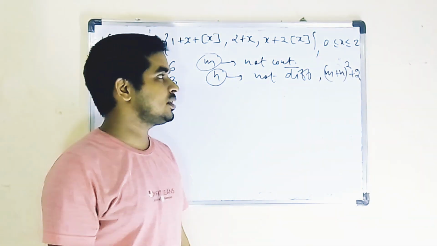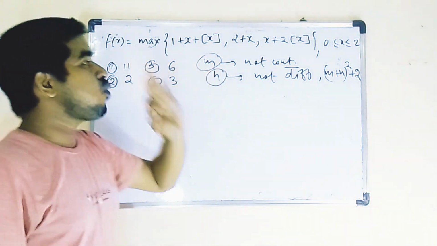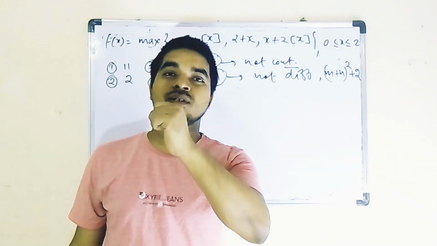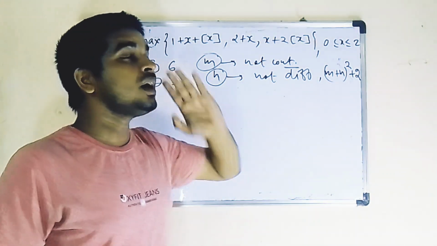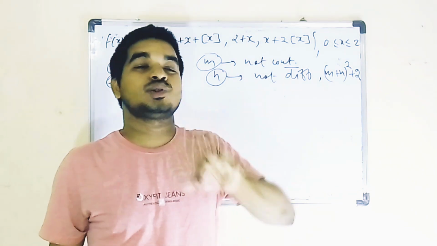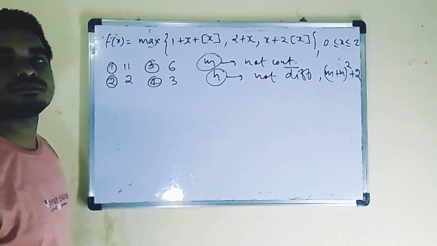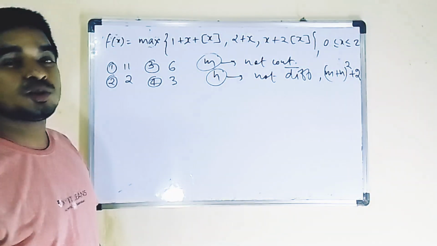Agree? Yes, sir. M is the point where the function is not continuous and n is the point where the function is not differentiable. The question asks you for (m plus n) whole square plus 2. The options are 11, 6, 2, 3. How can you approach this question?